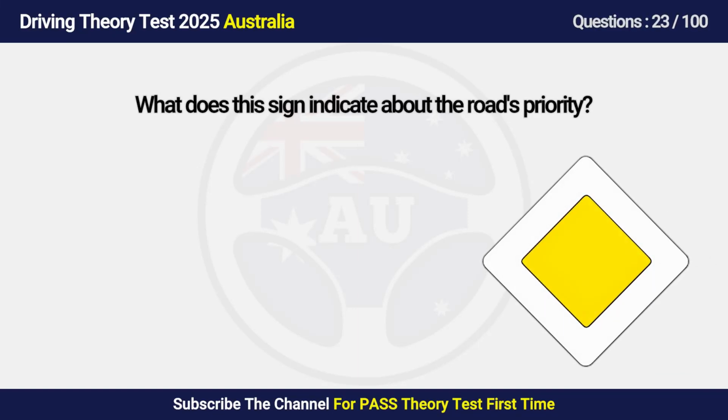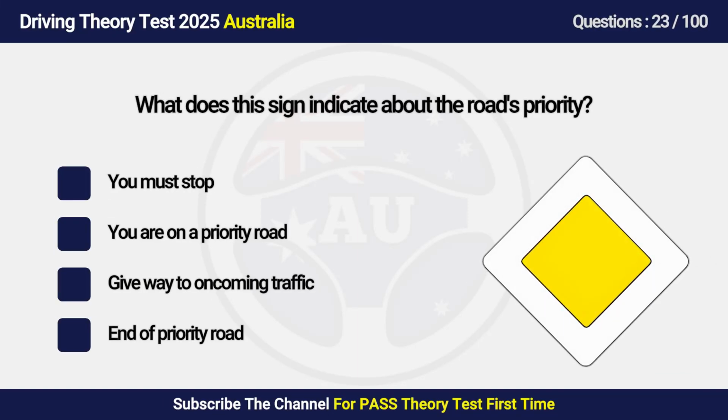Question 23. What does this sign indicate about the road's priority? A. You must stop. B. You are on a priority road. C. Give way to oncoming traffic. D. End of priority road.